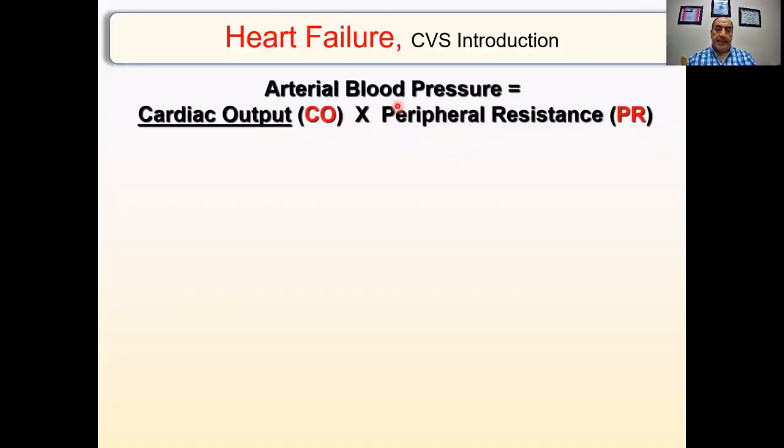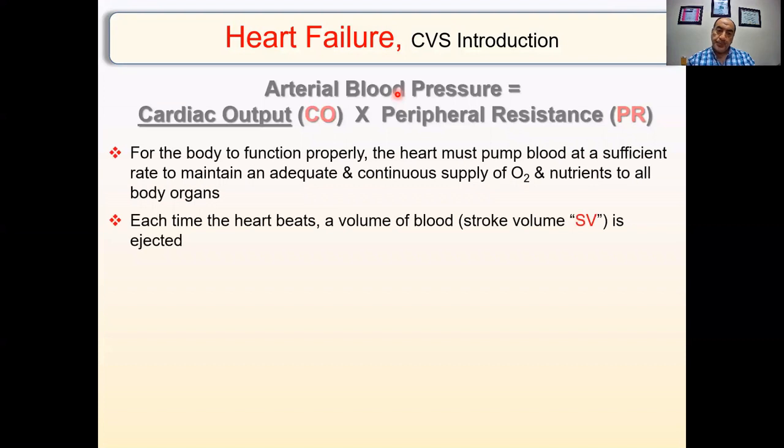Okay, when you talk about the heart, the arterial blood pressure. When we talked about heart failure, we said one of the principal causes of heart failure was hypertension. Hypertension is elevated blood pressure. What's blood pressure? Arterial blood pressure equals cardiac output times peripheral resistance.